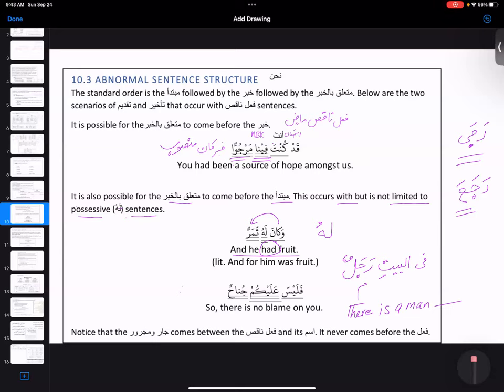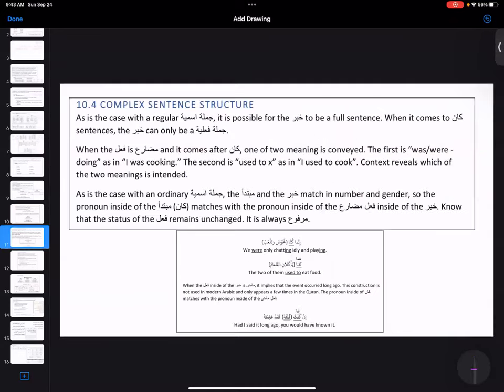Next one. Falaysa alaykum junahun. That's the same. The ism laysa is junahun. Exactly. That's the ism laysa. And alaykum is MBK muqaddam. Exactly. But again, it's nakira. There is no blame on you. Okay, so that can happen, and that is basically an irregular sentence.